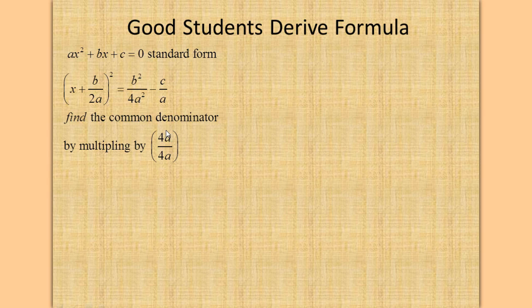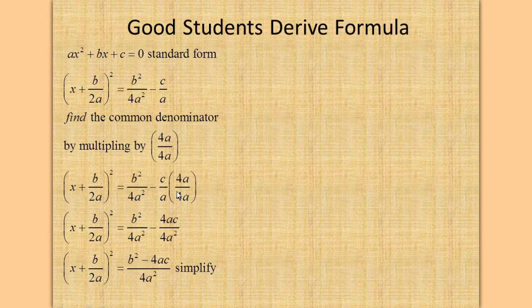So that gives us 4a divided by 4a times c divided by a, and that gives us 4ac divided by 4a squared. Now they both have the same denominator, and now we can add them. So the right-hand side becomes b squared minus 4ac, divided by 4a squared.